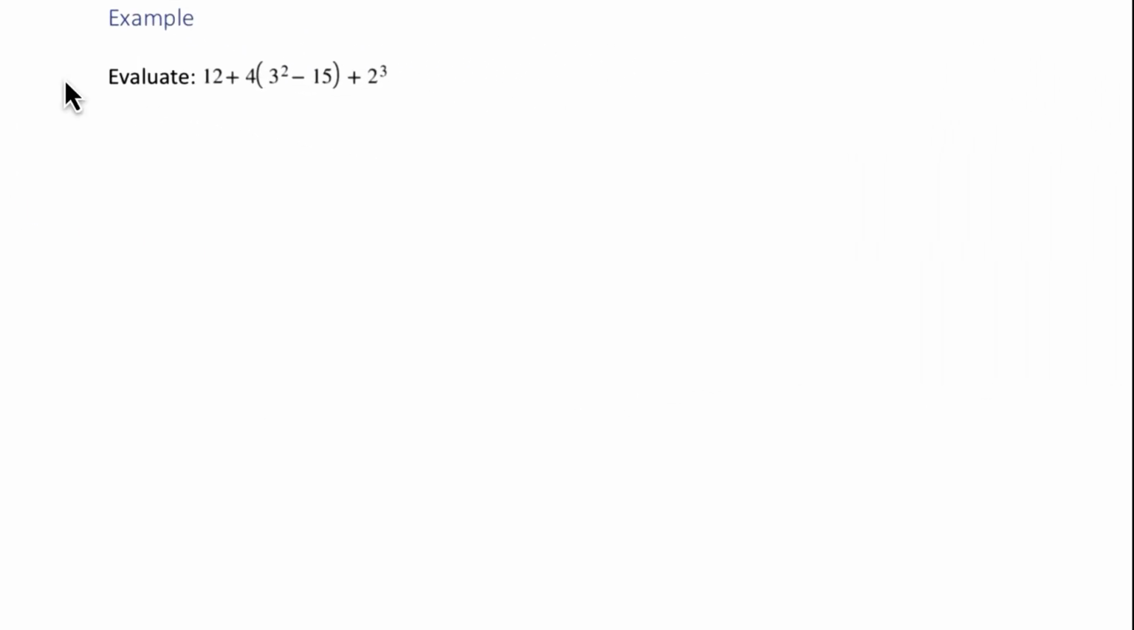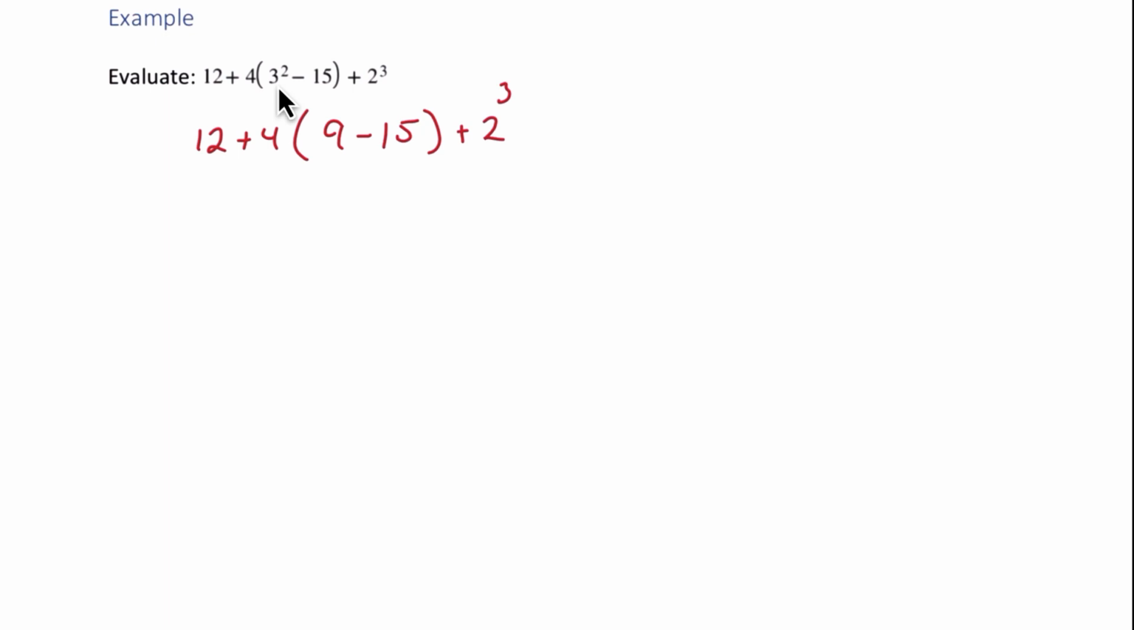In this example, we have parentheses, exponents, multiplication, addition, subtraction. We've got a lot going on here. Whenever you're dealing with something like this, start inside the grouping symbols first. So inside the parentheses, we have 3 squared minus 15. And looking at that, we need to deal with the exponent first. So we have 12 plus 4 times 3 squared is 9. We'll bring down the minus 15 and the plus 2 cubed.